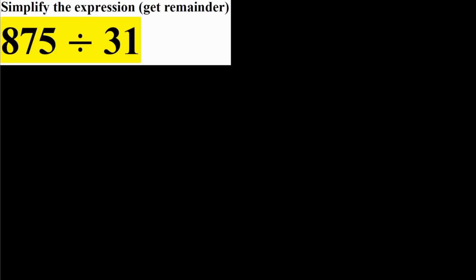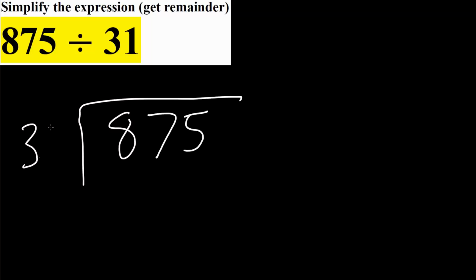So we have 875 divided by 31. So we need to ask ourselves, how many times does 31 go into 8? And the answer is 0. Now we ask ourselves, how many times does 31 go into 87? And the answer is 2. Because 31 times 2 is 62. So we write 62. And now we do the opposite sign. So this is positive 62. 31 times 2 is positive 62.